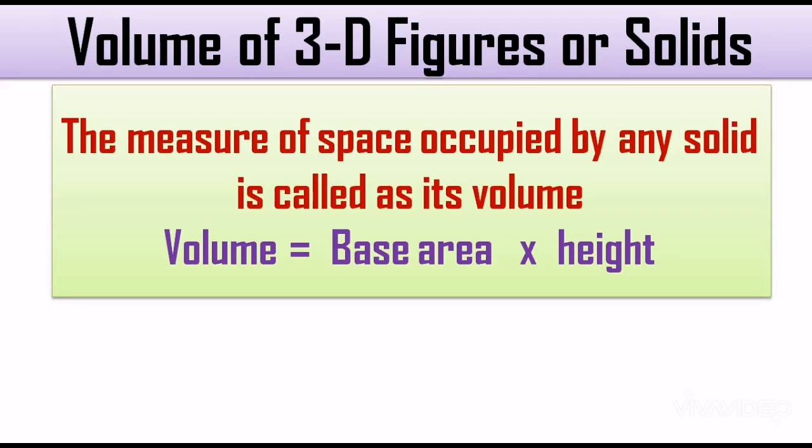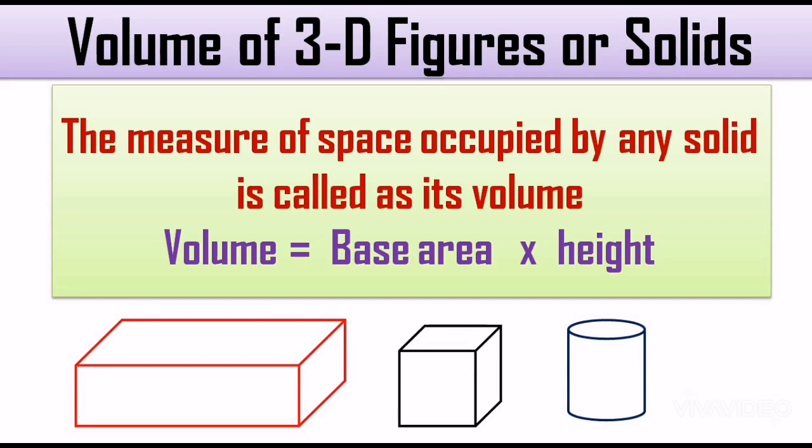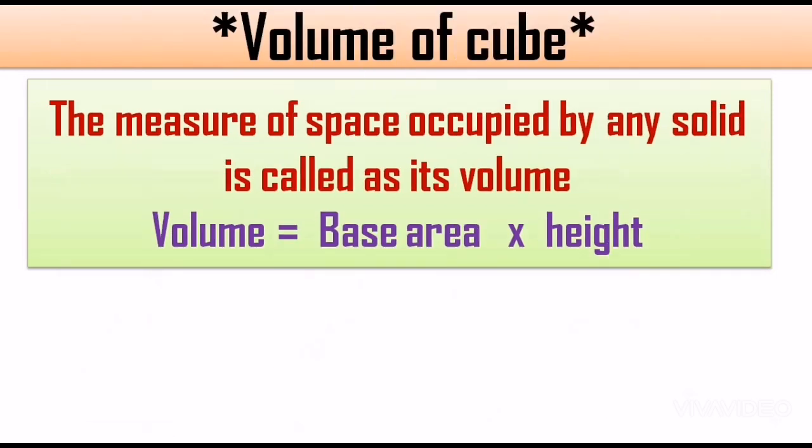For that purpose, we have made a basic formula for the volume, that is base area into height, and using this basic formula, we have calculated the volume for cuboid, cube and cylinder. For the volume of a cube, as it is made up of squares, at the base we have a square, right?